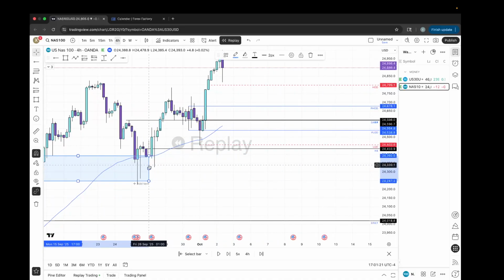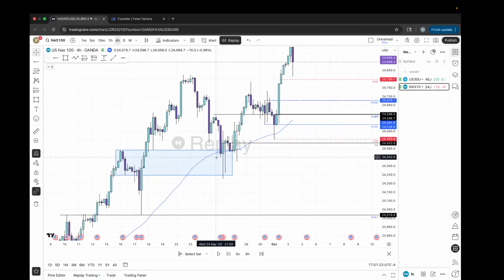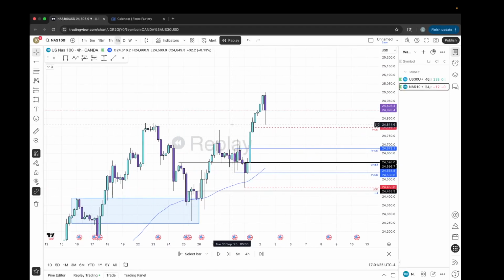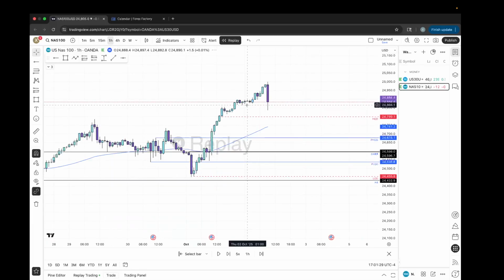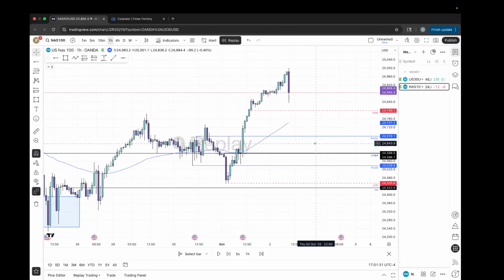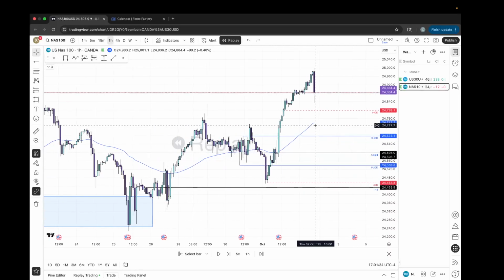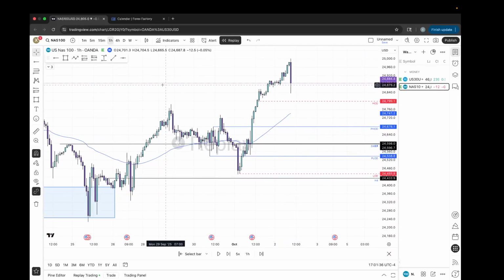Let me bring this over here, but just so that we know we are still respecting demand and price is currently finding supply. We are at all-time highs, so it's just going to keep bouncing up until it finds a supply, and when we start breaking demand, we'll start looking for sells using supply.